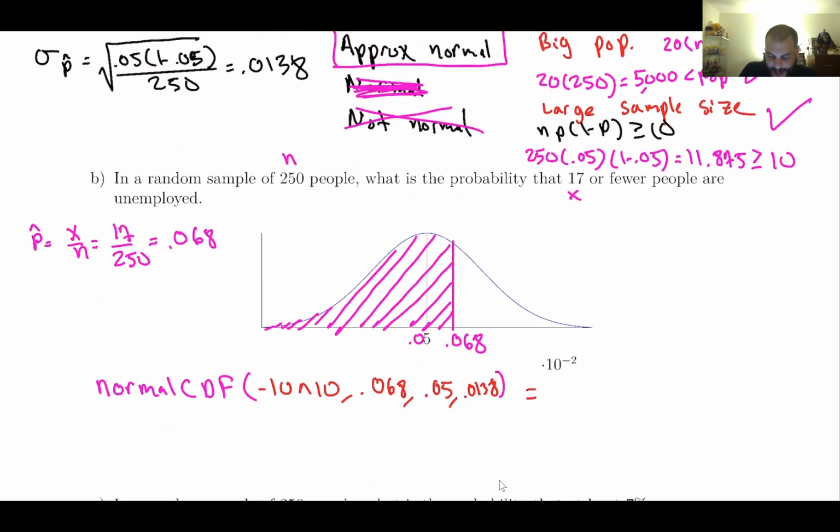So if you do this on your calculator, you should get 0.9039. Any question? I got 0.9039.